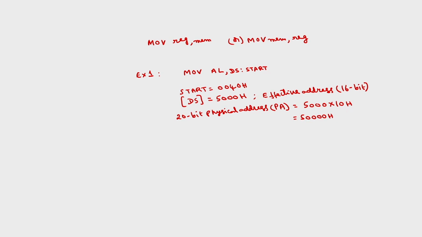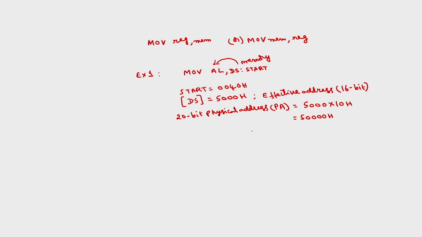So, if you have the start value of 0040H, the meaning of this is the memory location from where the data will be transferred to AL. This transfers the data from a memory location to AL. Which memory location? What is the physical address of that memory location? To compute this, the data segment contents is 5000. So the physical address will be 50,000 plus start, that is, the data segment physical address plus the start value.